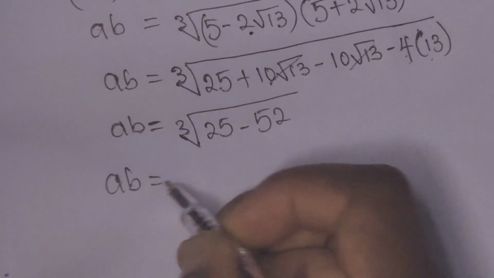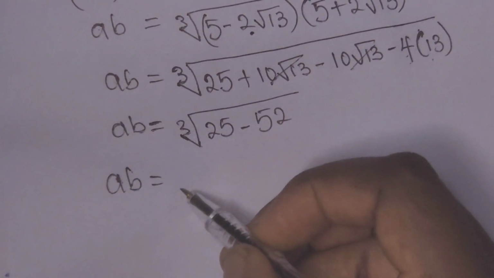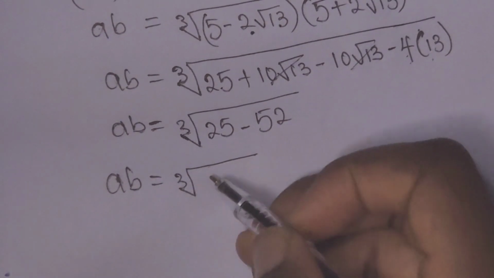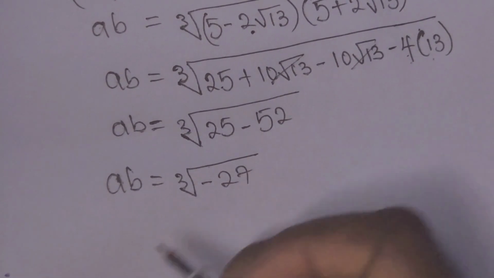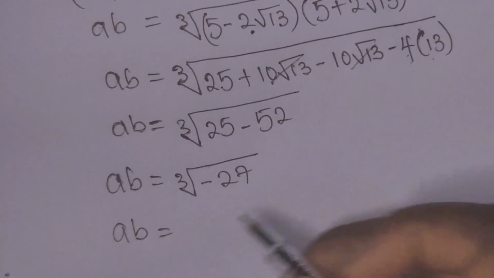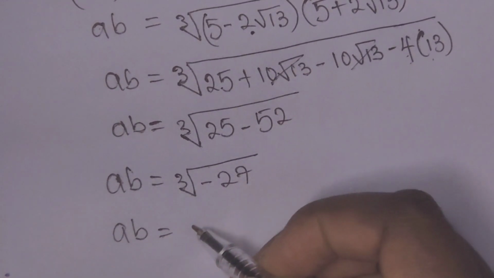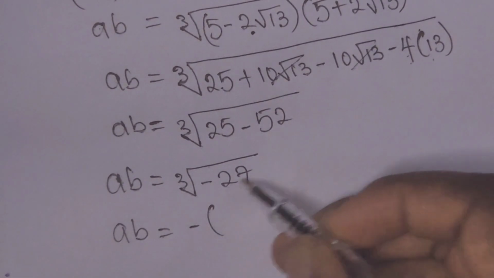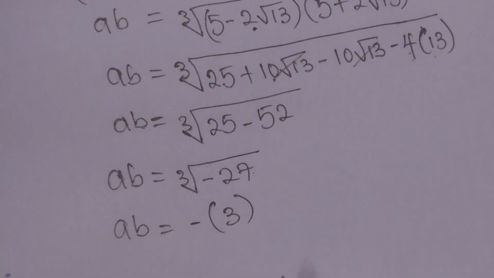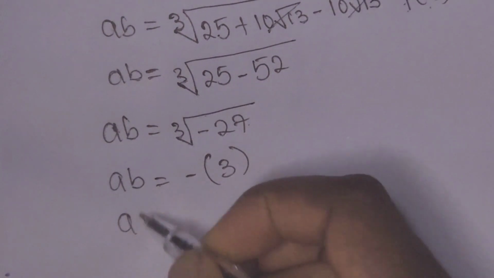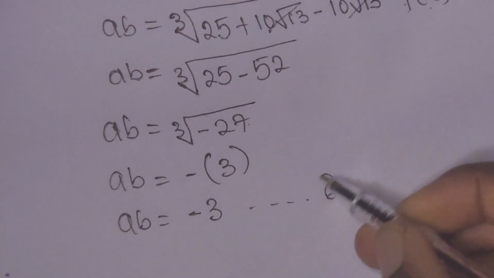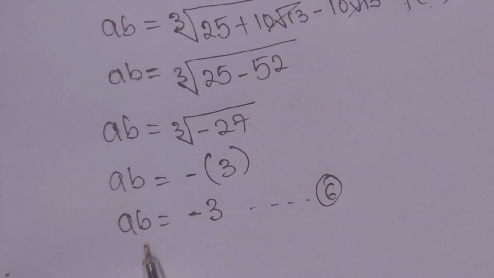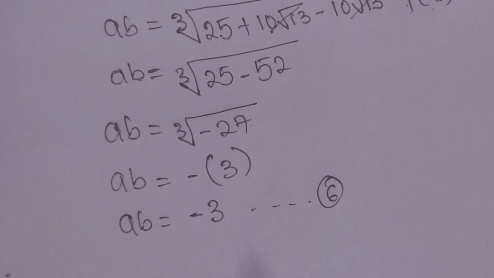So AB will be equal to the cube root of minus 27. So our AB will be equal to, factor out the minus sign, cube root of 27 is 3. So AB is equal to minus 3. Let's name this equation 6. We've gotten a times b, and we also have a cube plus b cube.